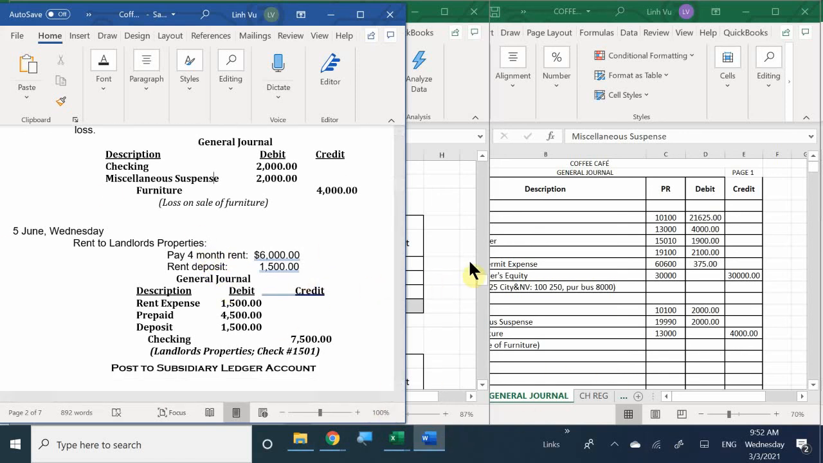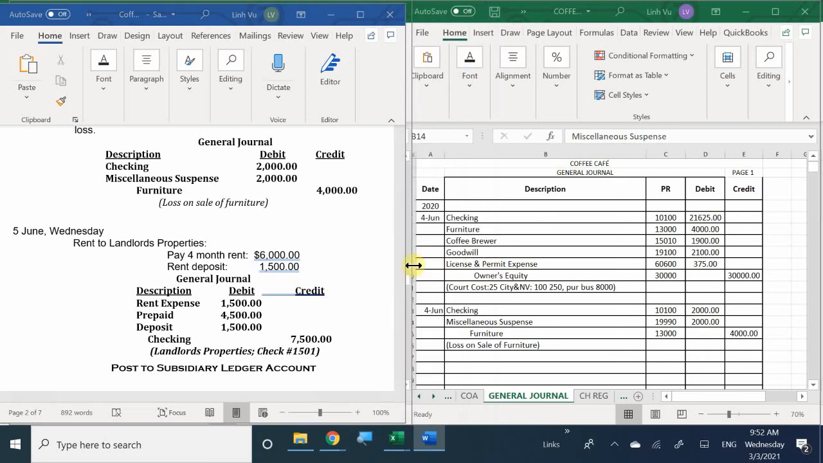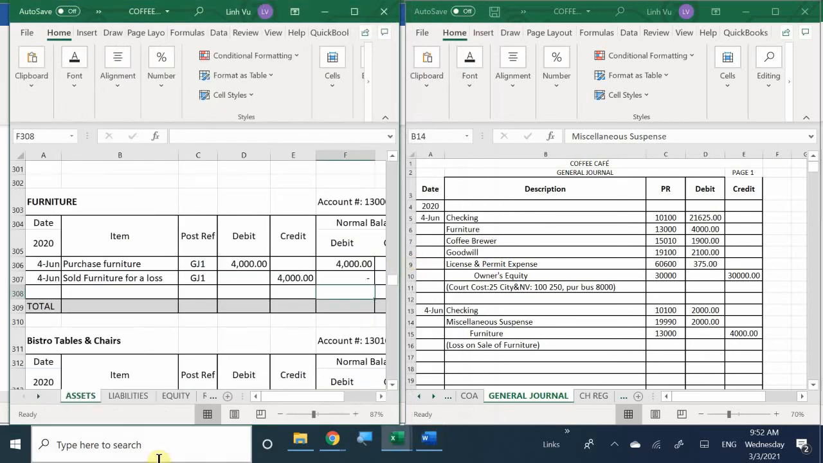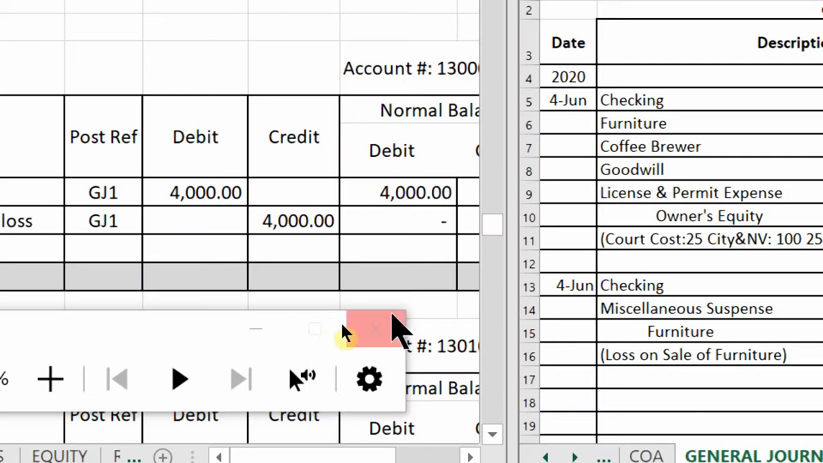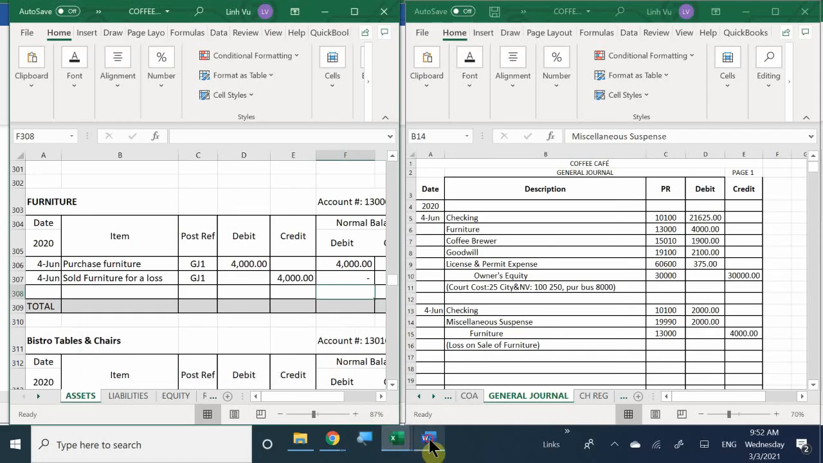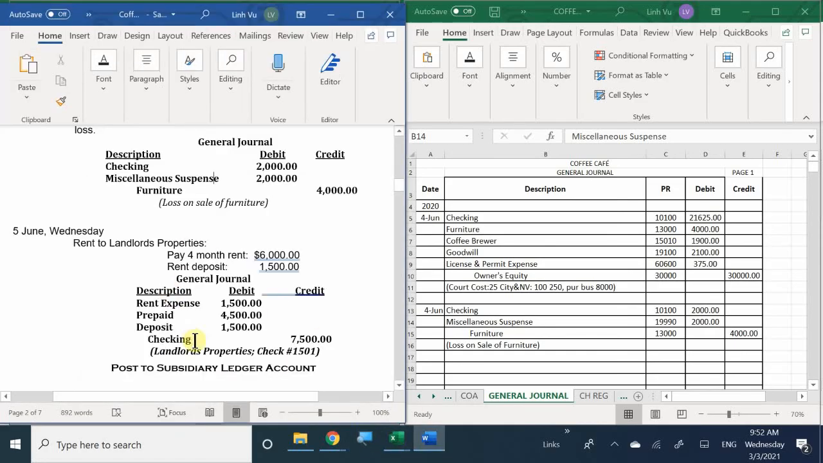So scenario on June 5th. So we started a new date. Okay? Oh, I hit the wrong one again. Exit out of that. So here, we're on a new date. It says that here we have to pay rent to landlord properties. Okay? When you pay rent, usually what happens is you have to make a deposit, and sometimes you may have to pay a few months in advance. Okay? That's just in case something happens and you can't make rent, right?